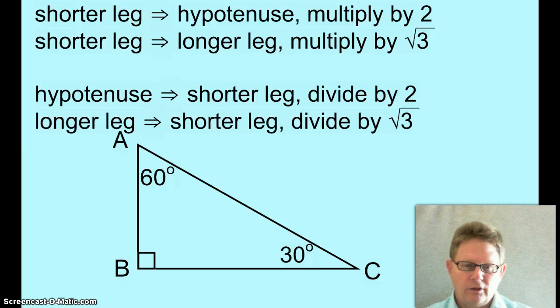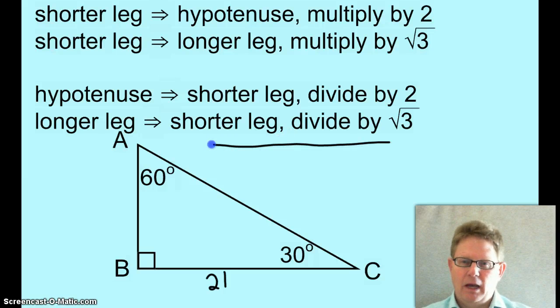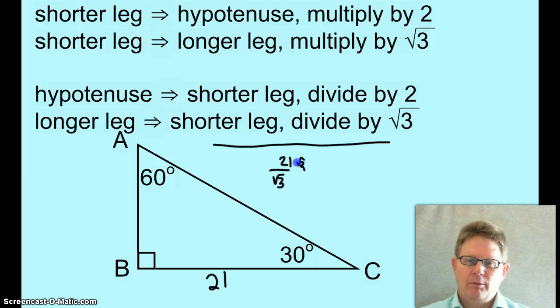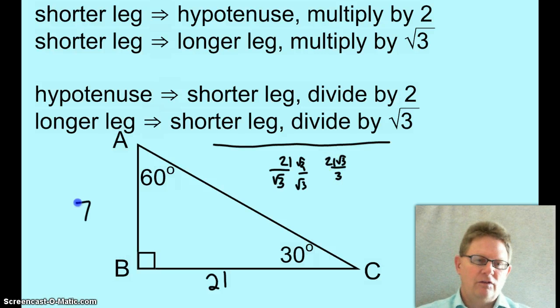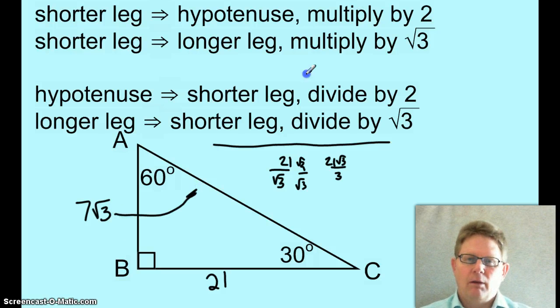Okay, here's where the rub is going to be. The tough part is when I give you something like 21 here. To go from the longer leg to the shorter leg, divide by root 3. So 21 divided by root 3, multiply top and bottom by root 3 over root 3. 21 root 3 over 3, reduce the 21 over 3, that would make this 7 root 3 for the shorter leg. And then to go to the hypotenuse, we need to double that, multiply it by 2. 2 times 7 root 3, 14 root 3.